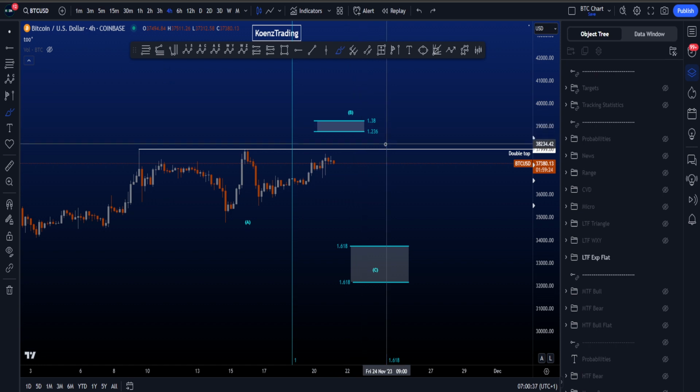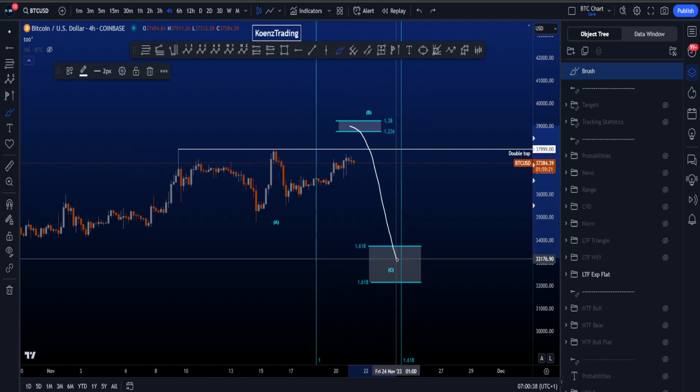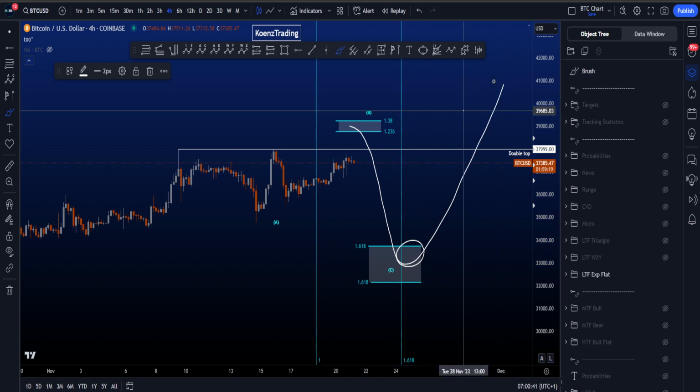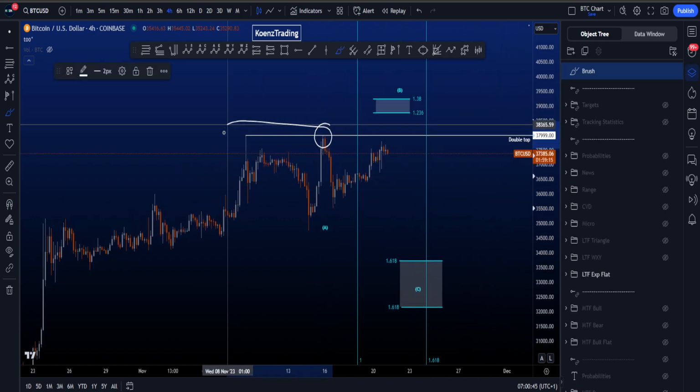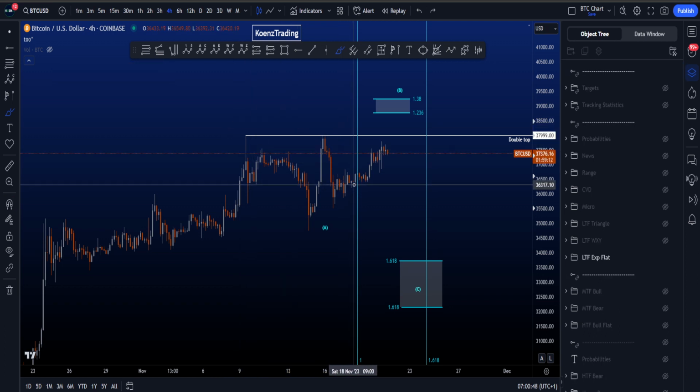So this is definitely something I keep an eye on, where the retracement could be a potential buy opportunity for then a move back towards the upside. It also means we're finally going to take the double top over here, which is sitting at 38k.